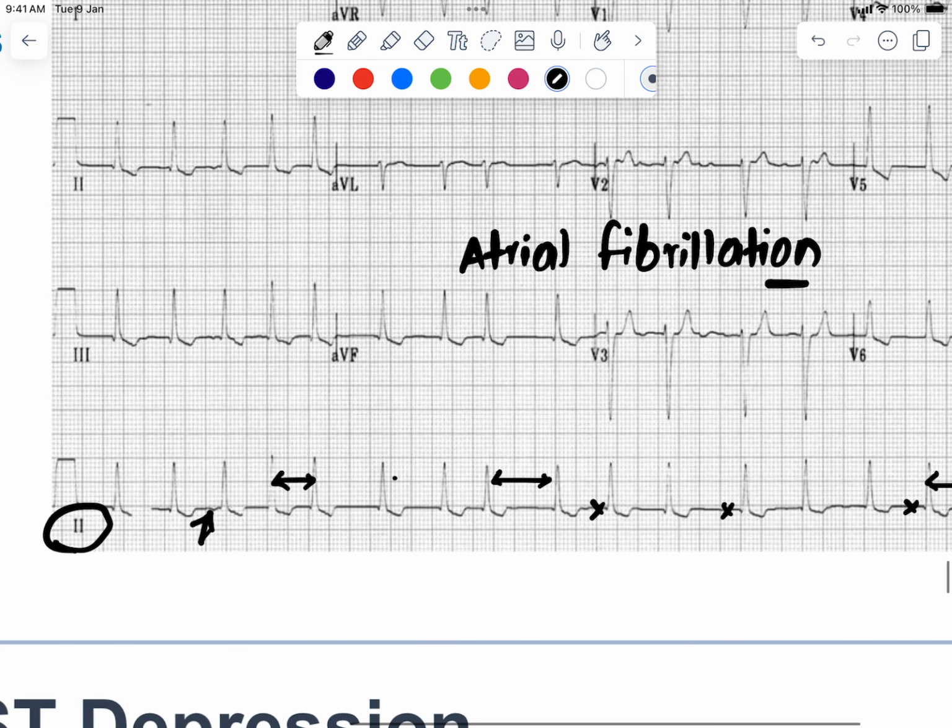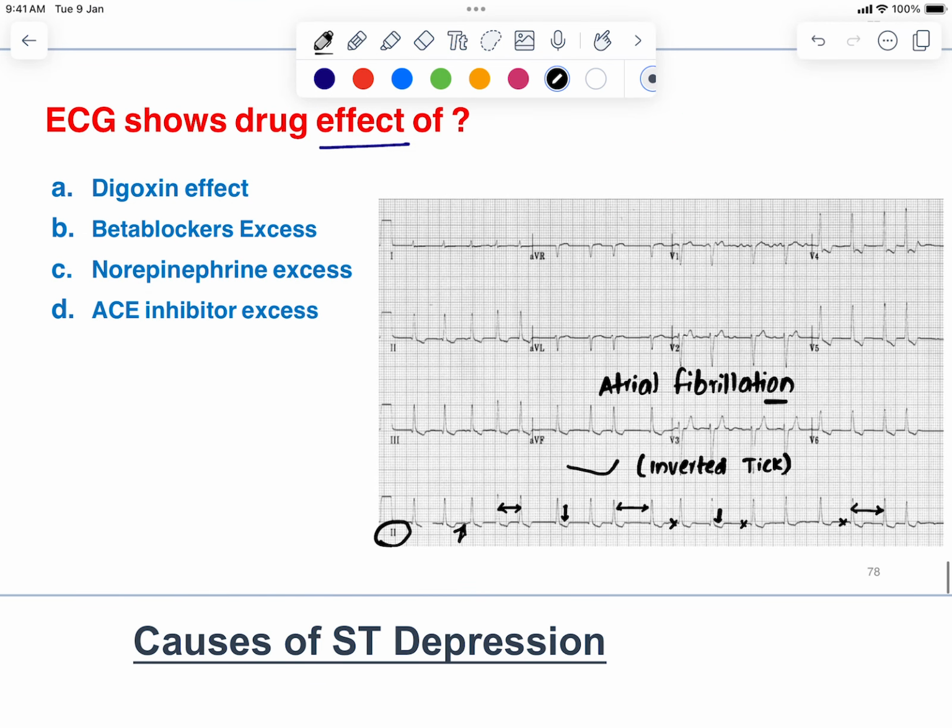Now, the ST segment depression that you are having here is in the form of an inverted tick, right? This inverted tick sign is also called the inverted mustache sign, or it is also called the hockey stick sign. And where do you come across this? You see this in patients with digoxin effect. In digoxin effect, you have this inverted tick sign.